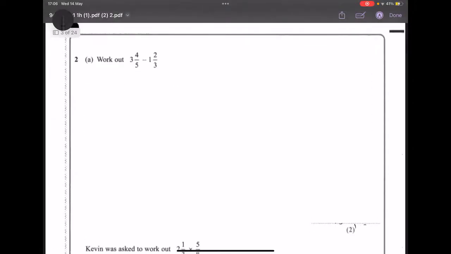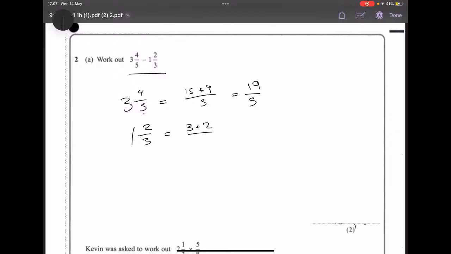Moving on to question 2, it's a fraction subtraction question. So what you want to do first is convert the mixed fraction to an improper fraction. You put 3 4/5 into an improper fraction. So you'll multiply 3 and 5 to give you 15 plus 4 over 5, which equals 19 over 5. Then 1 2/3, same thing, 3 times 1 plus 2 over 3, that is 5 over 3.